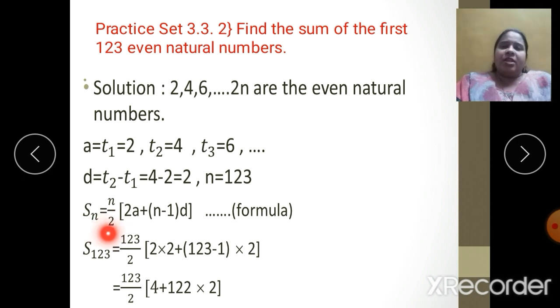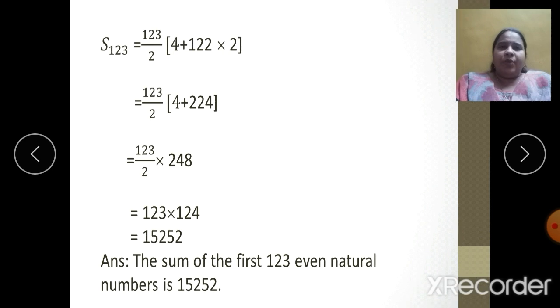Then the formula: Sn is equal to n upon 2 into 2a plus n minus 1 into d. Substitute values wherever possible. n is 123, substituted here. a is 2, d is 2, and here n minus 1, so 123 minus 1. On simplification we get 123 upon 2 into 4 plus 122 into 2, which is nothing but 244... adding these two together, you get 248. Then cancel by 2, you get 124. Multiply these two, you will get 15252.